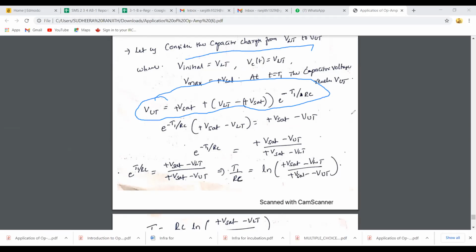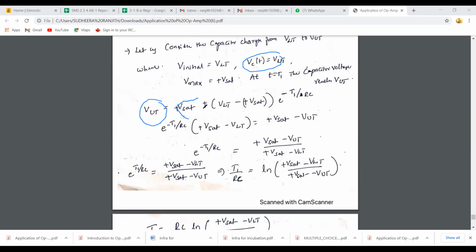So we have the complete full cycle, right? What I explained here was only the half cycle, that is capacitor charging, and then there is also discharging in the second cycle. Okay, so what is the instantaneous voltage? VUT? What is the maximum voltage towards which the capacitor is charging? Plus V sat, sir. What is the initial voltage in the capacitor? VLT, sir. Right. So what is the time we are taking?